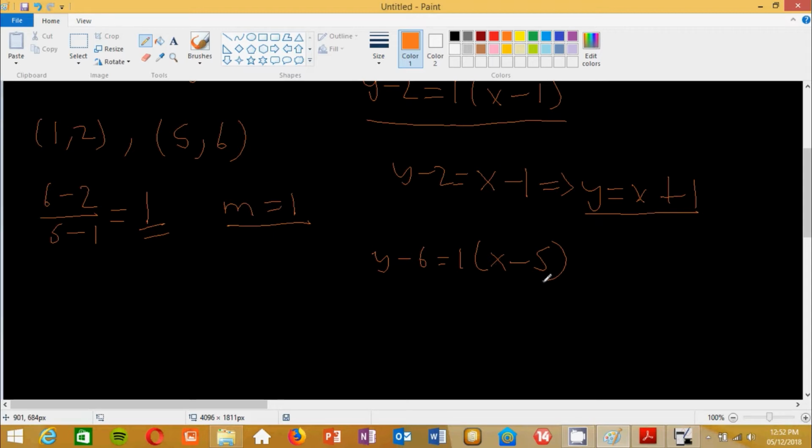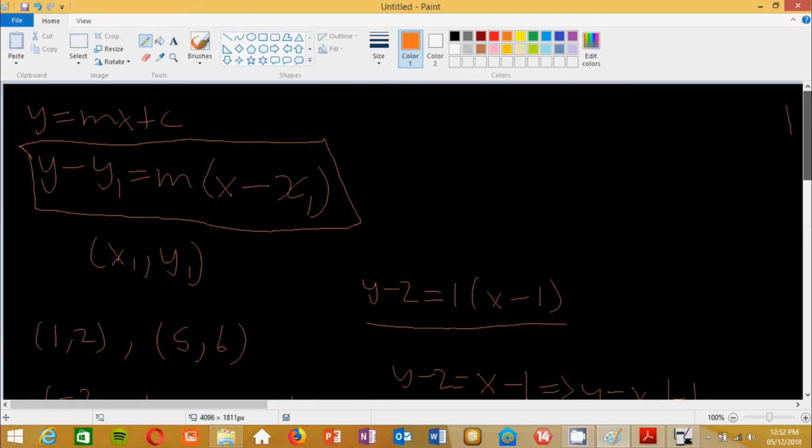In this case, my x1 is 5, my y1 is 6. So simplifying this, it would become y minus 6 is equal to x minus 5, which again implies that y is equal to x plus 1, because y would then be equal to x minus 5 plus 6, which is y is equal to x plus 1.